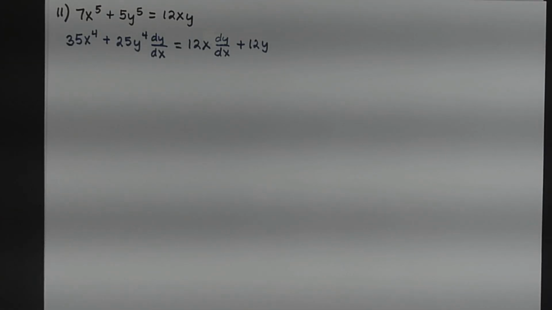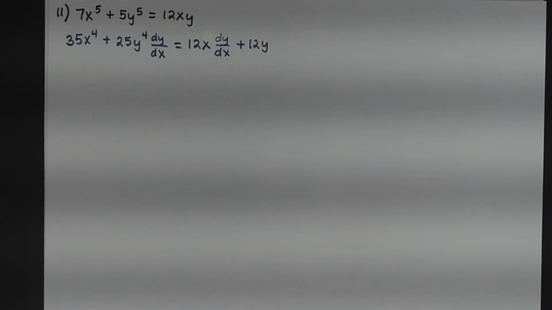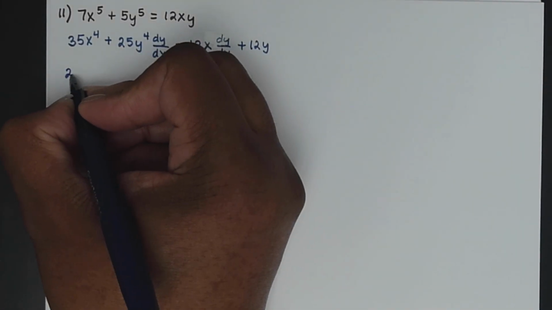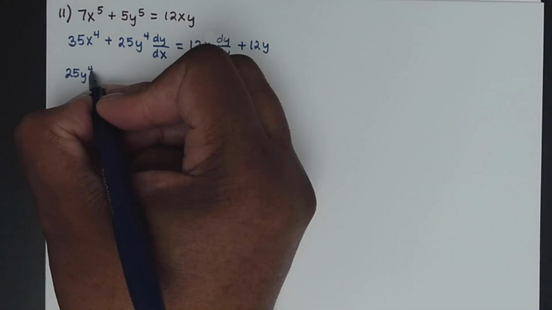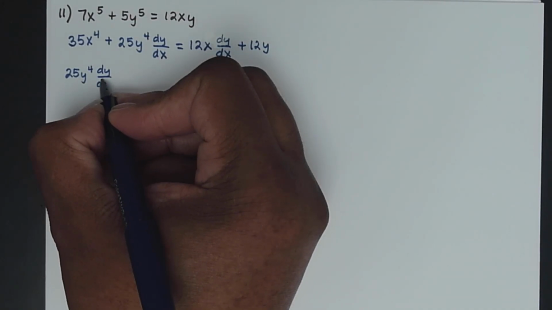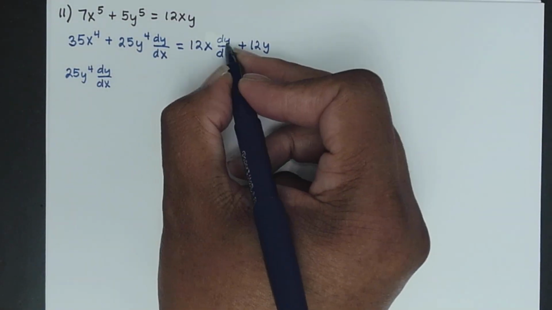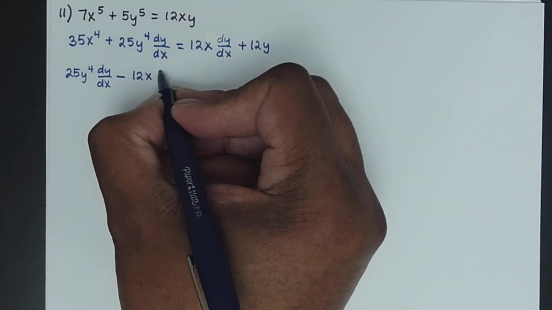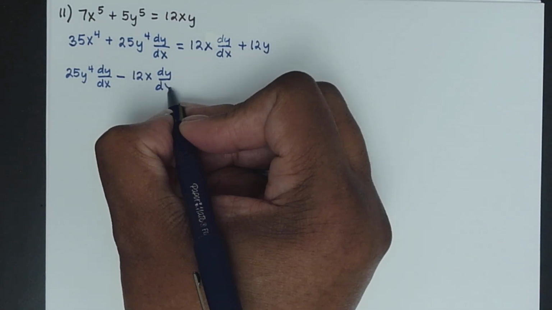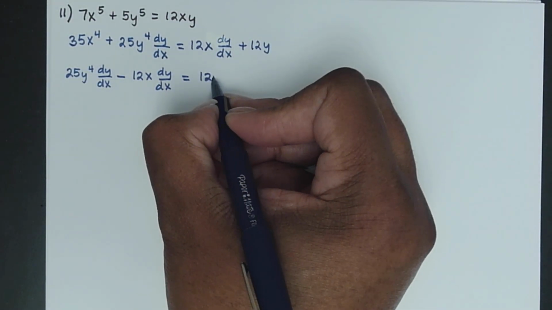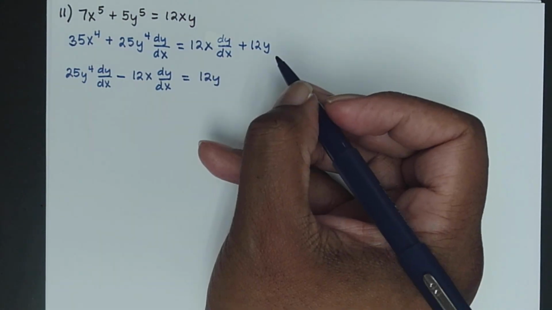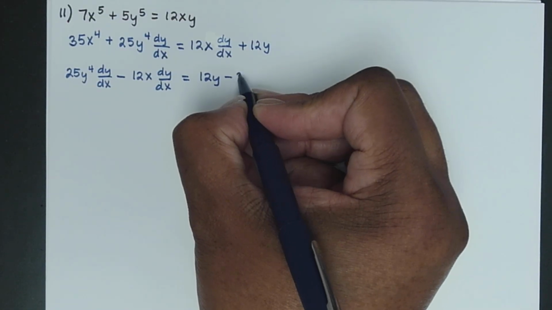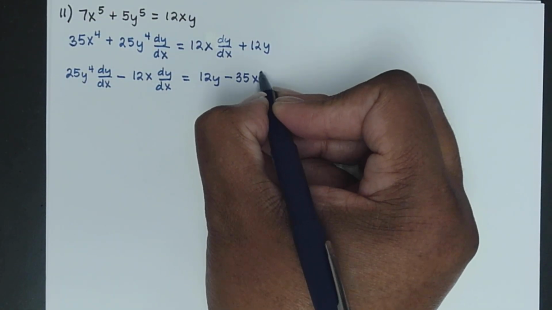Now I'm going to collect all the terms that have dy/dx on the left side, and all the other terms will go on the right side. So I got the 25y to the fourth dy/dx. But if I move that 12x dy/dx over to the opposite side, it will be a minus 12x dy/dx. And that's equal to, and then 12y is already on the right side. The 35x to the fourth, I will move that over to the other side. It will be minus 35x to the fourth.